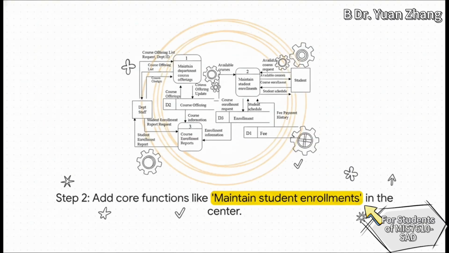Now, for step 2, you're going to take your major processes and place them right in the center of the diagram. These are those core functions we talked about, those doing words you found.